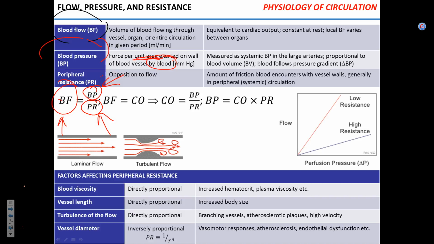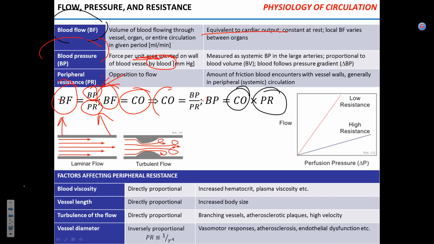So blood flow is equal to the cardiac output, systemic blood flow. You agree? We just discussed it, right? So cardiac output is proportional to the blood pressure and inversely proportional to peripheral resistance. Now, if we want to find blood pressure, blood pressure will be proportional to both cardiac output and peripheral resistance.